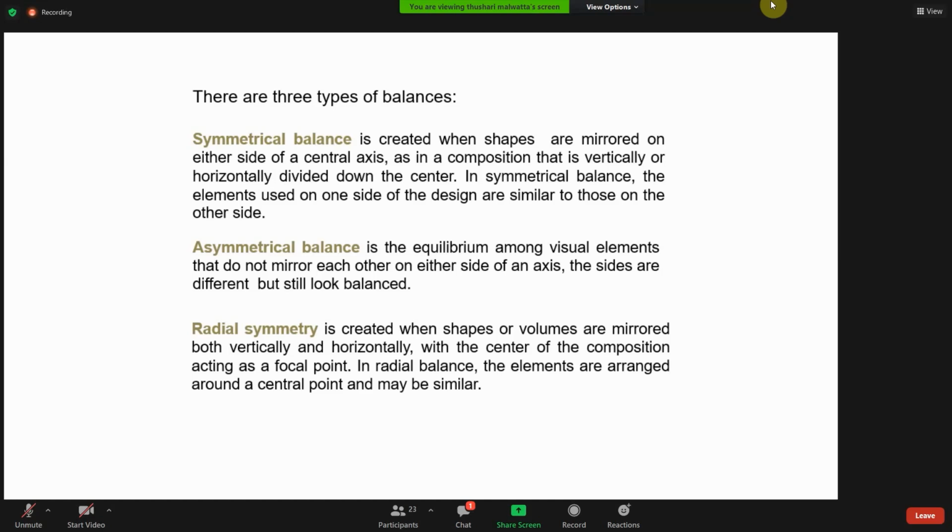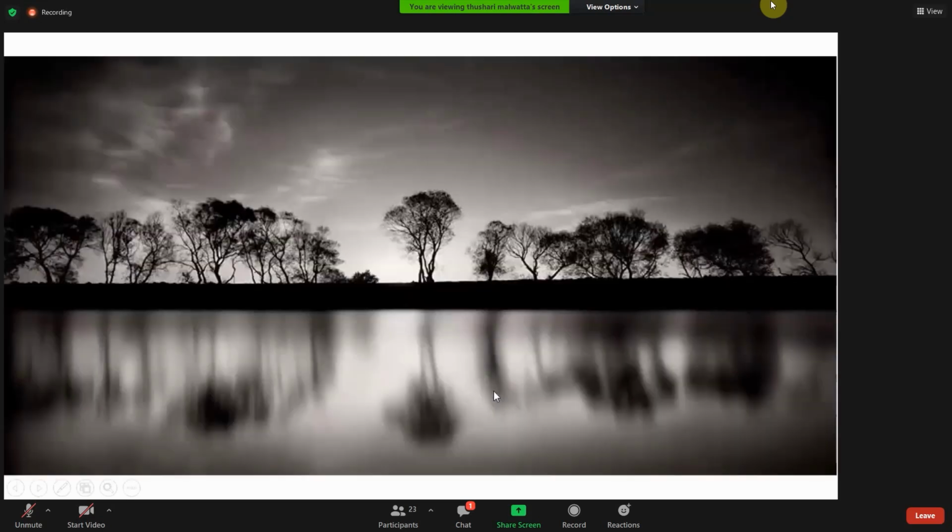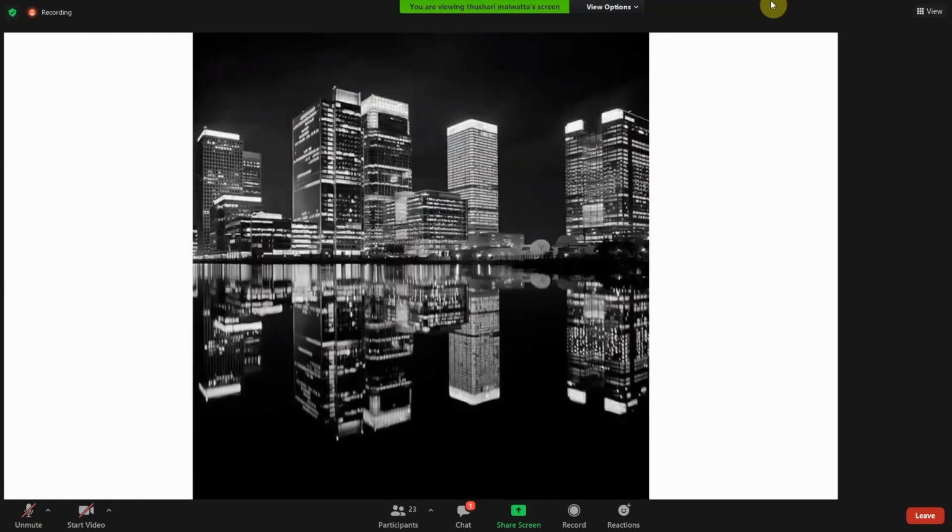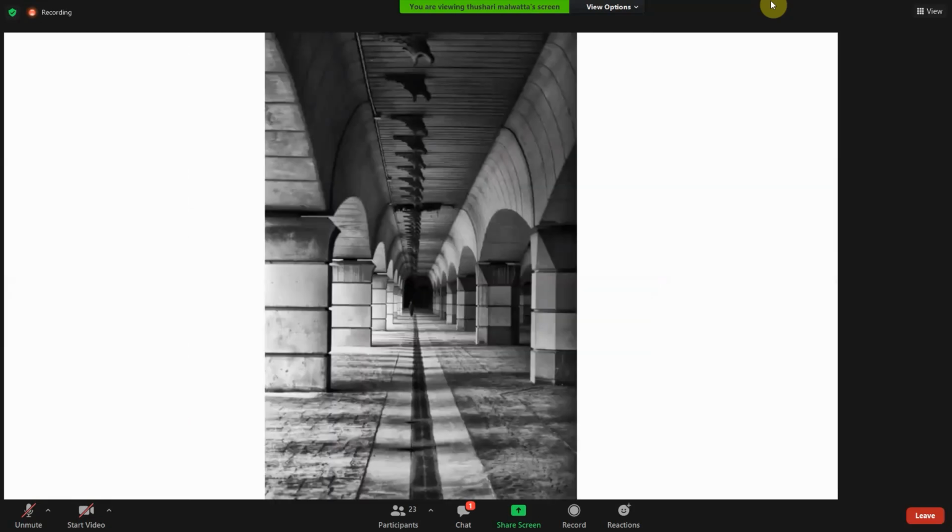And radial is created when shapes or volumes are mirrored both vertically and horizontally, with the center of the composition acting as a focal point. I think you guys understand it. Look at the images. Symmetrical balance. This one has a radial balance.